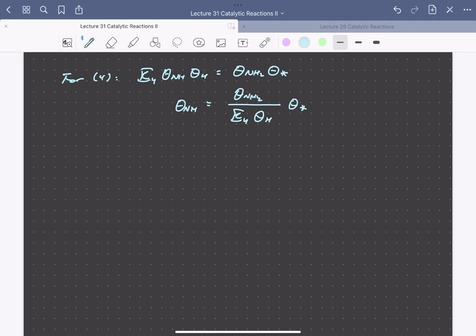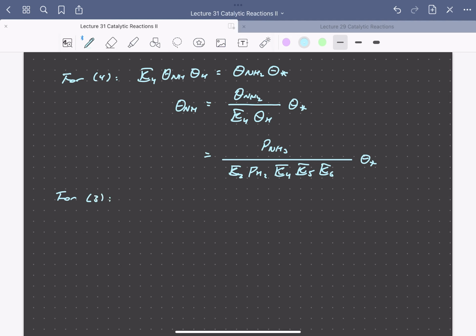So now we can insert our expressions for the coverage of NH2 and the coverage of hydrogen. When we do this, we can write this expression as our numerator is just the pressure of ammonia. Our denominator here becomes the equilibrium constant for hydrogen adsorption, K2, times its partial pressure, times the equilibrium constants for K4, K5, and K6, times the vacant site coverage. So finally for step 3, again this will look very familiar now.